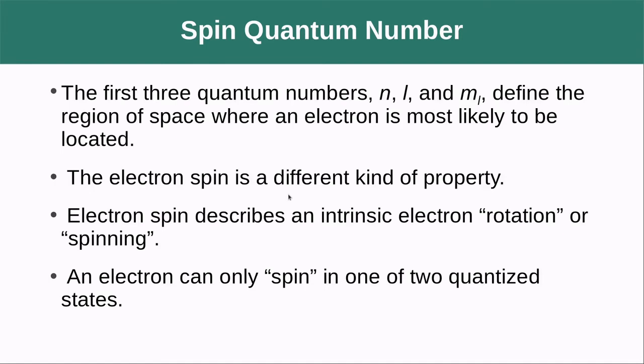And what this leads us to is our fourth and final quantum number, the spin quantum number. So the first 3 quantum numbers, n, l, and ml, define the region of space where an electron is most likely located. The electron spin is a different kind of property. Electron spin describes an intrinsic electron rotation or spinning. An electron can only spin in one of 2 quantized states.